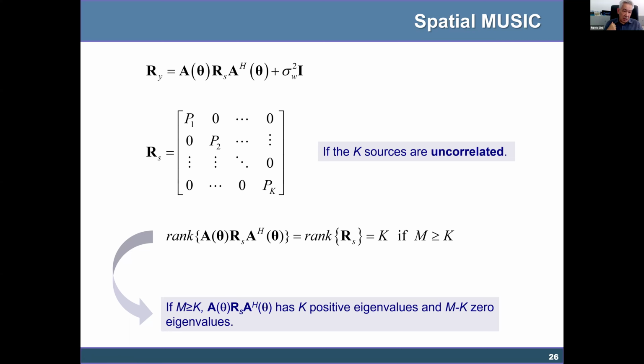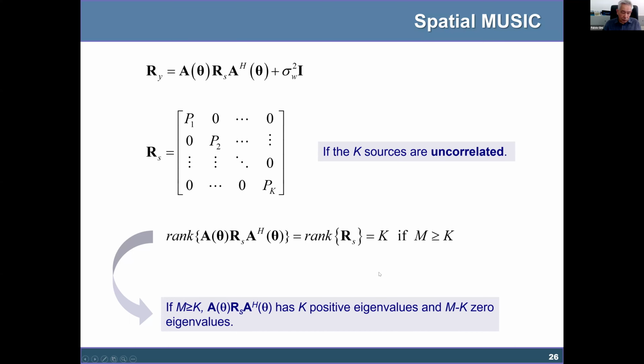Obviously, if M is greater than K, because otherwise, in general, the rank is the minimum between M and K, but the number of sensors should be always greater than the number of sources. So in this case, the rank of this matrix is equal to the rank of Rs, which is K.